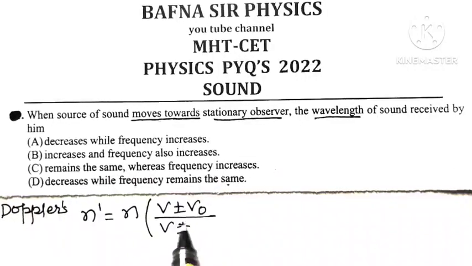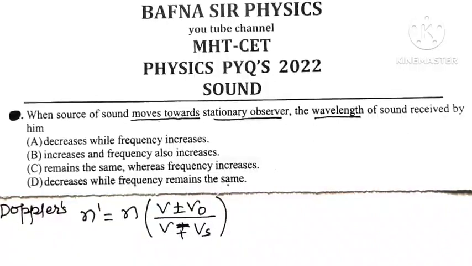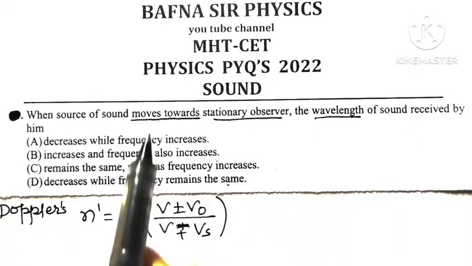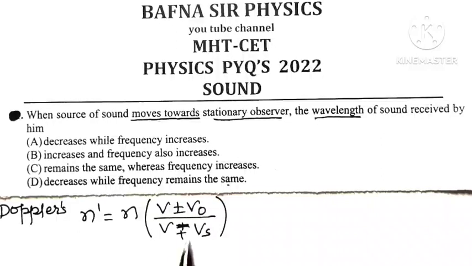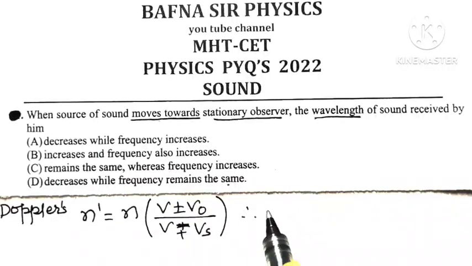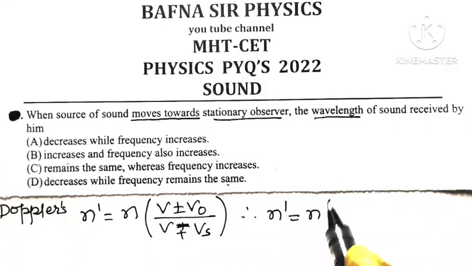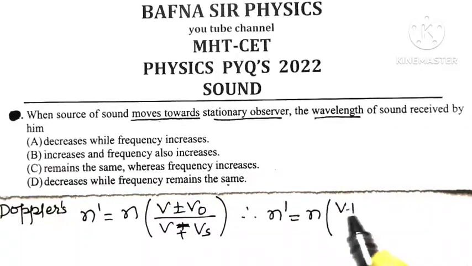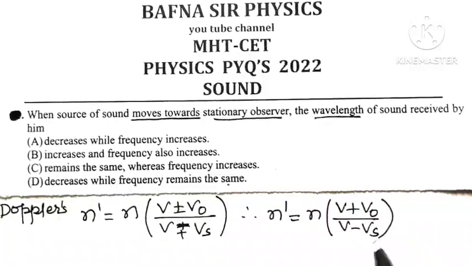V minus plus Vs. Whenever source is approaching towards the observer, use upper sign. So therefore, apparent frequency heard by observer when source is moving towards it is N dash is equal to N in bracket V plus Vo divided by V minus Vs.